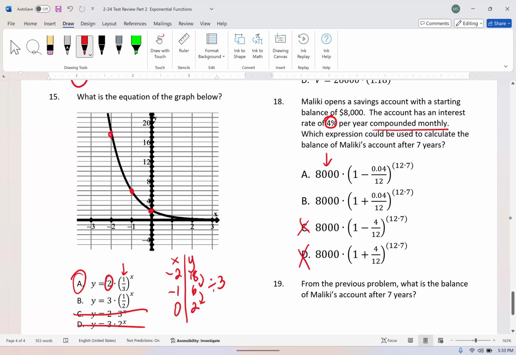All right. Now, when we're opening up an account, it's a savings account, actually. So this is going to be a growth. I need a plus sign here. So B is the correct answer.